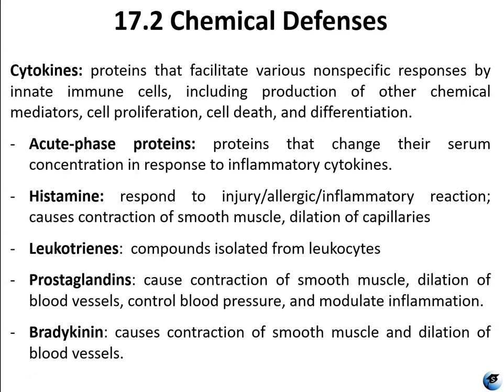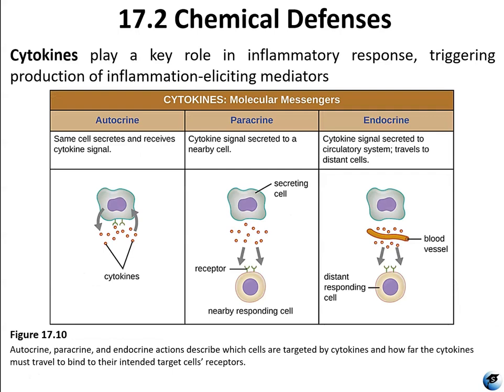Your leukotrienes are isolated from leukocytes. Prostaglandins cause contraction of smooth muscle. They dilate blood vessels. They control blood pressure and modulate inflammation. And then bradykinin also causes contraction of smooth muscle, and they dilate blood vessels. So these are all different kinds of cytokines. Cytokines play a very key role in inflammation, and they trigger production of inflammation eliciting mediators.